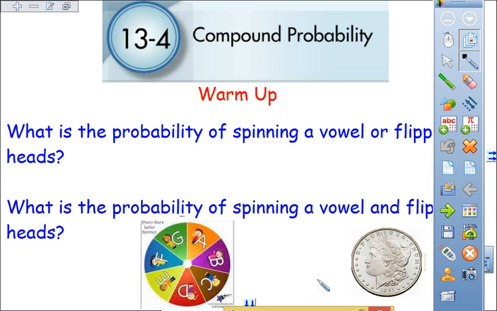Lesson 13-4, Compound Probability. Here's the warm-up for today. Please pause the video until you're ready for the answers.